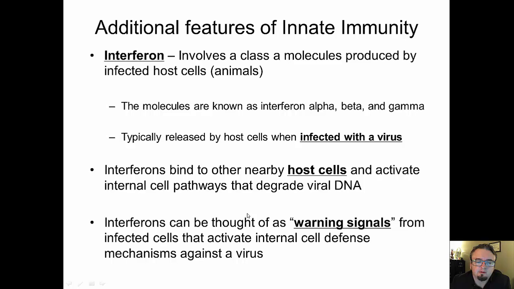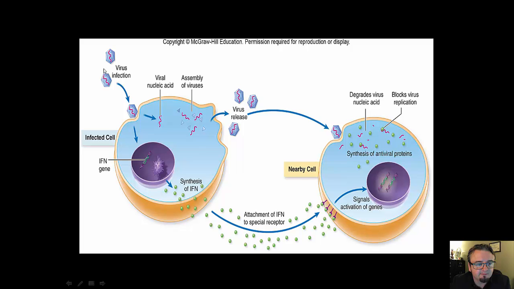You've got a small number of incidences that lead to a warning to everybody else to be on alert, and that makes it much more difficult for, in this case, the virus to be effective at continuing to infect. So it looks kind of like this. The virus comes in, this first cell is infected, but what it does is that triggers a synthesis of this interferon chemical.